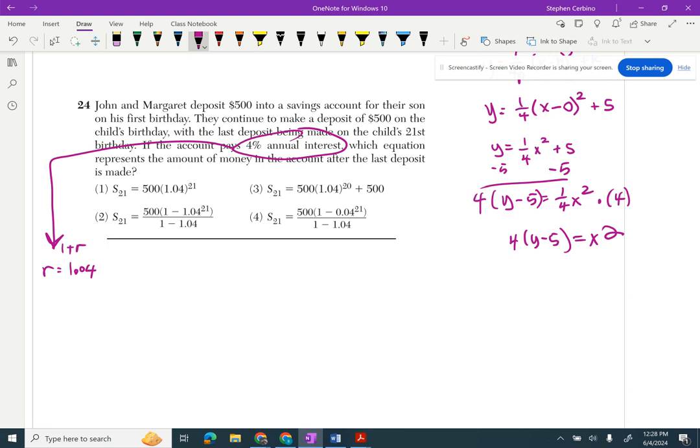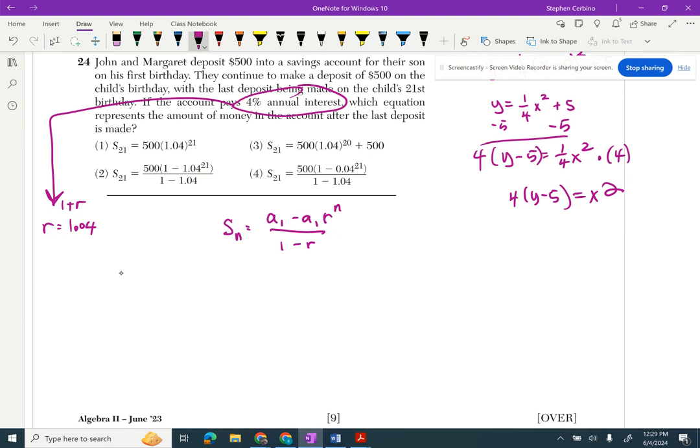So we have to use our sum formula, right? Our series formula. How do I know to use series formula here? This is a geometric sequence. I know that because it's a multiplier, right? Multiplication becomes geometric. So our equation is S sub n is equal to a sub 1 minus a sub 1 times r to the n divided by 1 minus r. So let's plug it in. Again, this is on the reference table. You don't need to memorize this. So we could say after 21 years of an initial deposit of 500 times 1.04 to the 21st year, all over 1 minus 1.04.